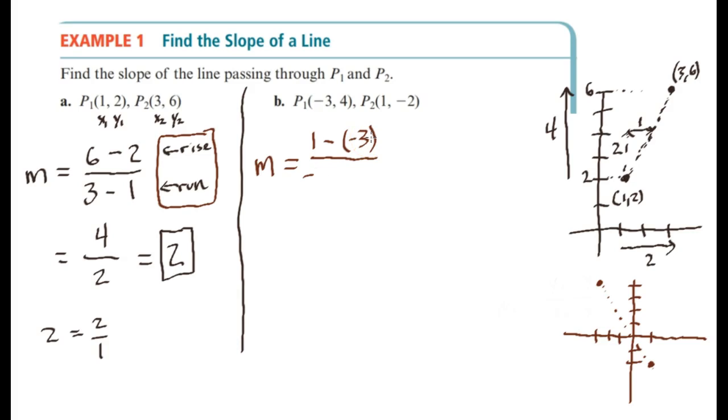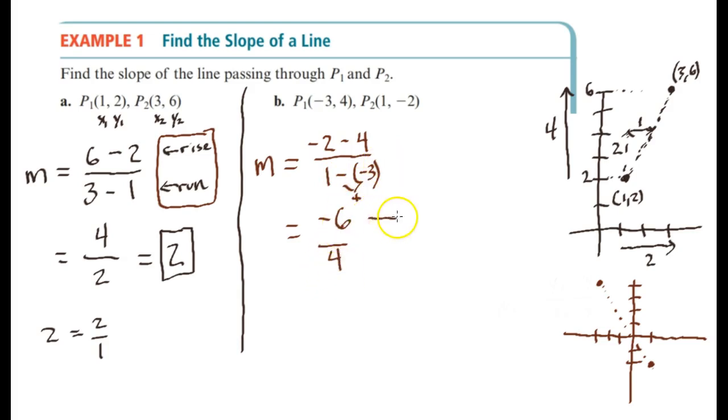Oh, sorry, I have the wrong values here. So y2 is actually -2 minus y1, which is 4. There we go. And then we have 1 minus -3. So y2 minus y1 over x2 minus x1, and we end up having -6, that's -2 minus 4, divided by 1 minus a negative, which we know is plus. 1 plus 3 is 4.